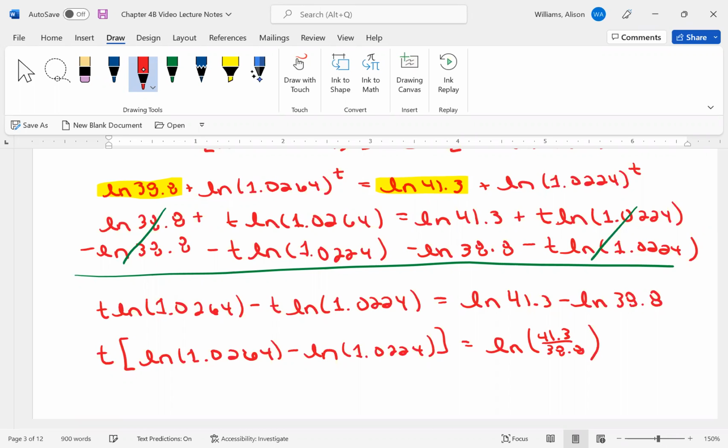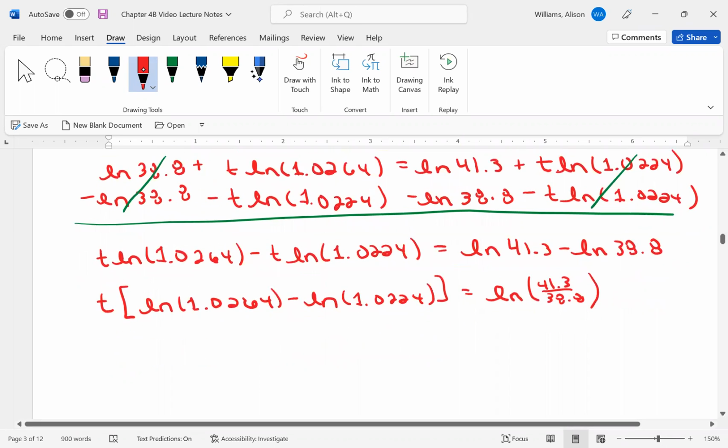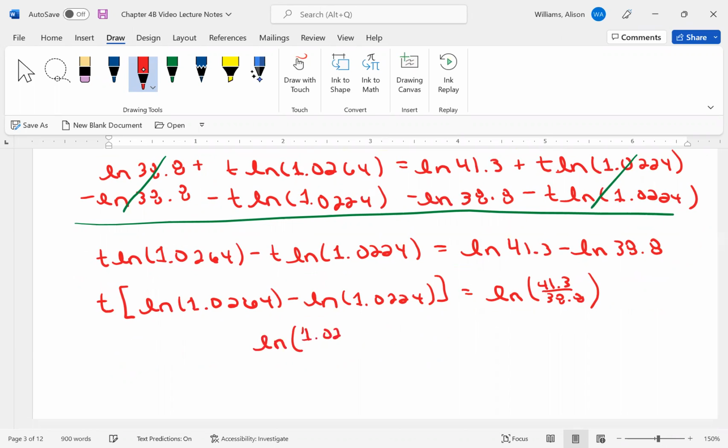So I am going to go ahead and write it more condensed. I think that might be easier to plug into the calculator. And for that reason, what's in this bracket here, I could also rewrite as the natural log of 1.0264 over 1.0224. I'm trying to squeeze it in a little too small because I did a bad parentheses, so let me fix that. Okay, great. And this has the t in the front equals this.